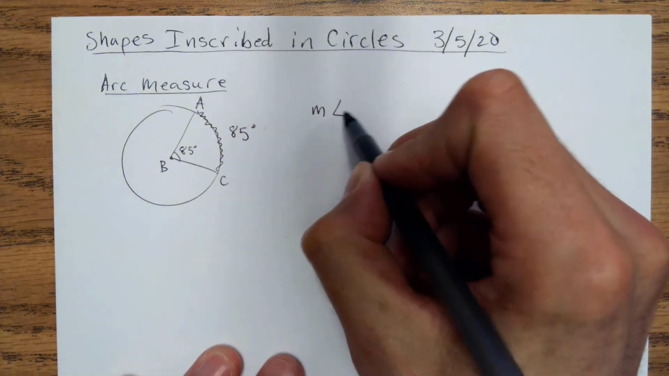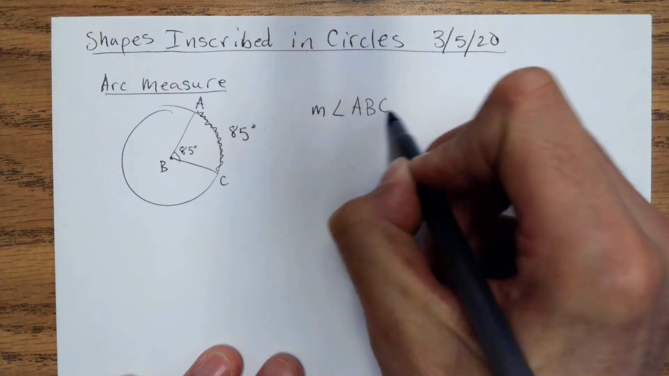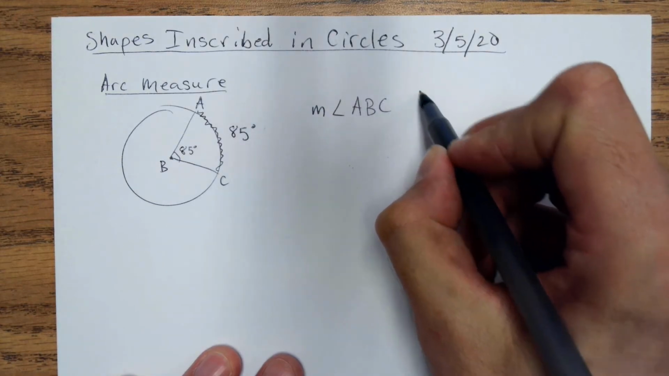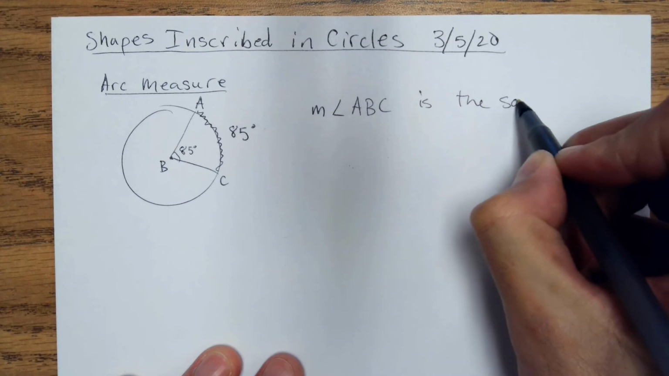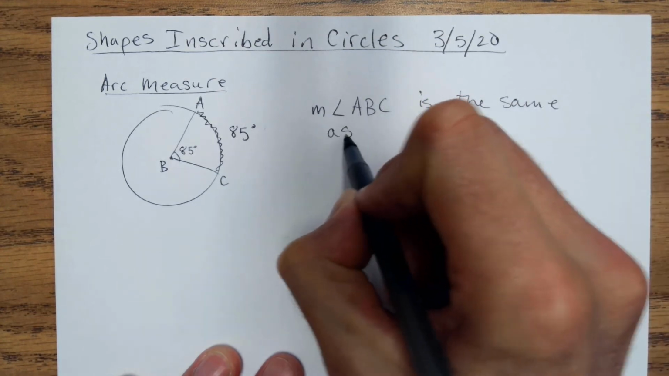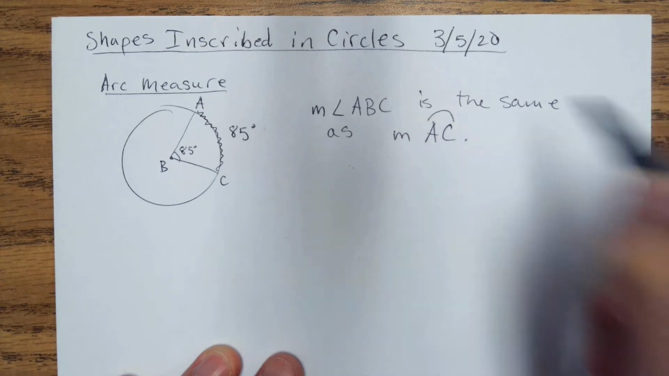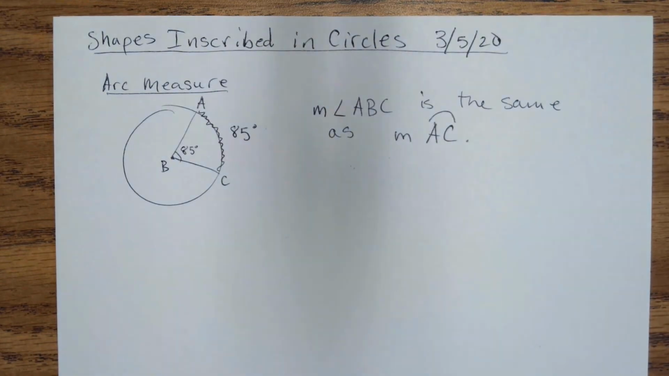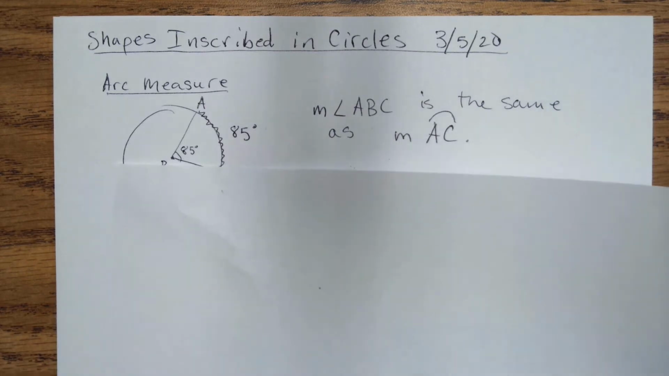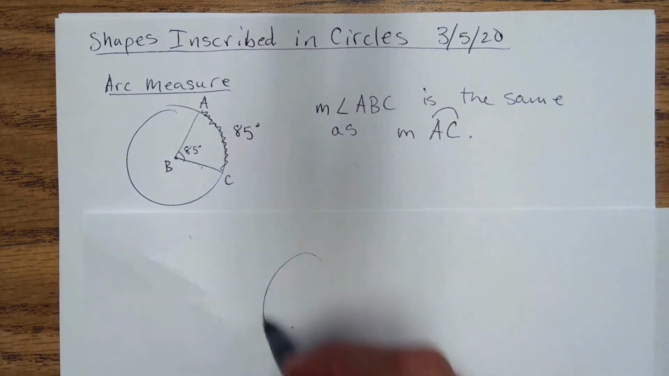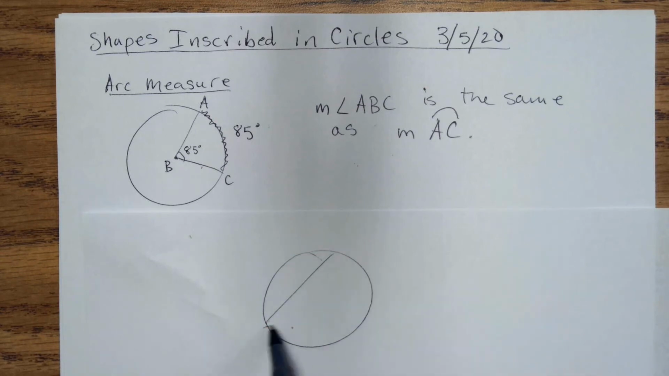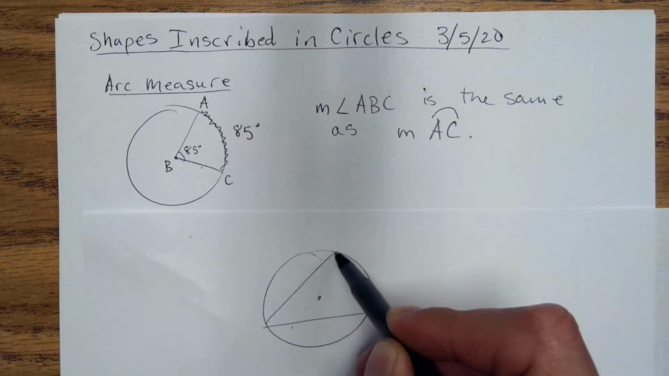The measure of angle ABC is the same as the measure of arc AC. But what we're going to be looking at today is skipping this middle step. I think before, what we had was, don't write this part down. We had an inscribed angle and then we had a central angle.